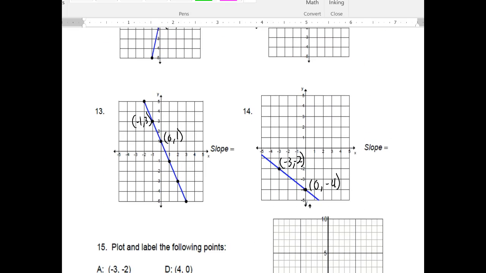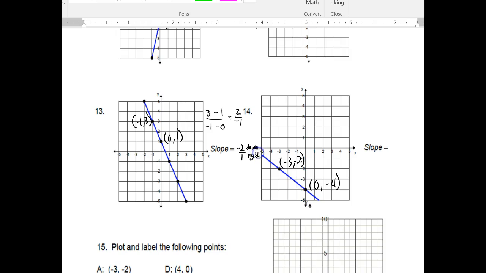Number 13, look at the graph. Notice it's negative. Read it left to right, it's going down, negative. So if you get any number that's not negative, you've messed up. So again, we'll do 3 minus 1 on top, and then negative 1, since I started with this one, minus 0 on bottom. That gives you 2 over negative 1, which is a slope of negative 2. So that means move down negative 2 and right 1.